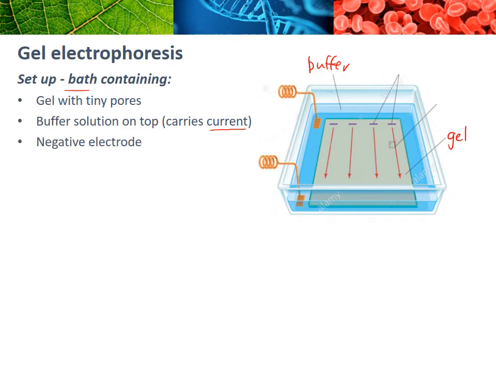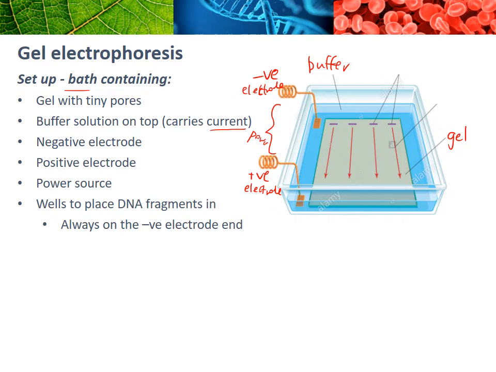We have a negative electrode. The position of that is really important. I'll come back to that in a second. But up here we'll say negative electrode, and then we have a positive electrode. And then also there would be a power source, so both of these would be linked to an electricity source.